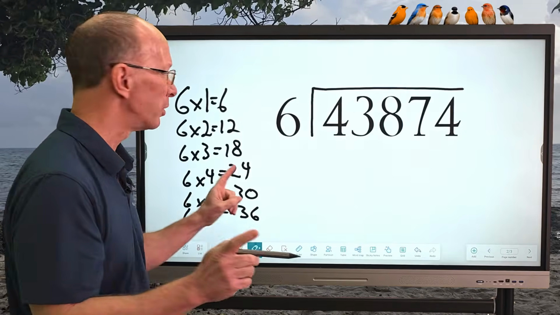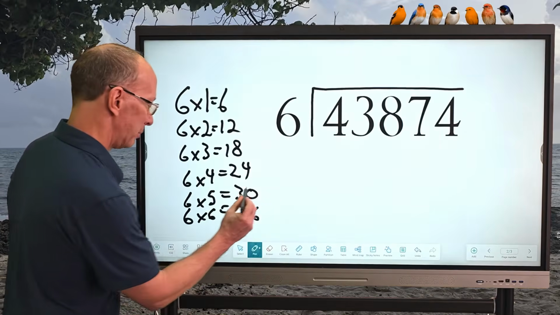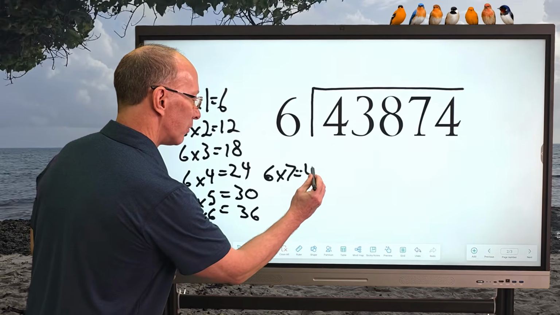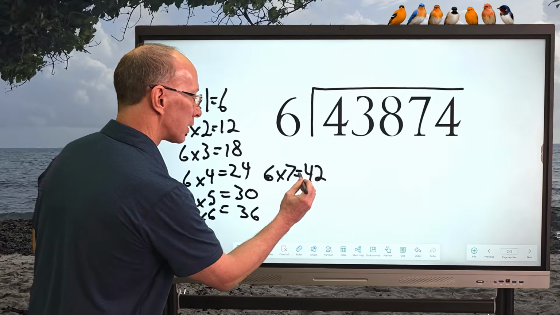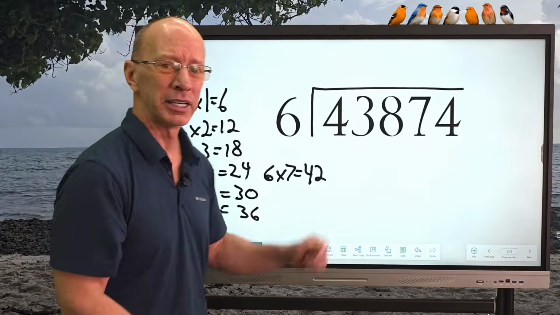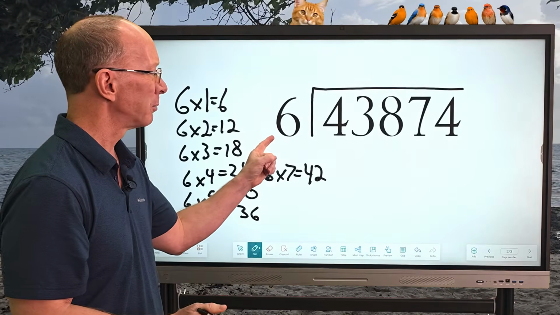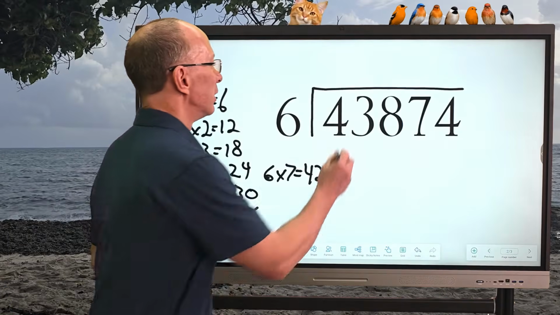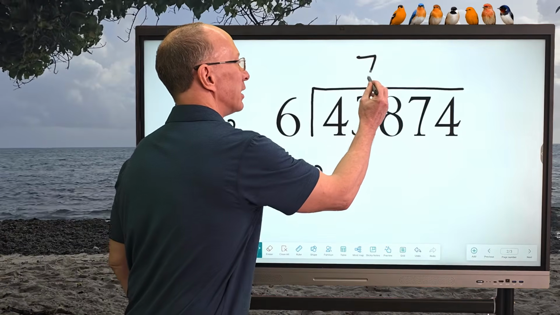You know what? I'm going to have to put in one more number, and it's going to be 6 times 7 equals 42. All right, because 43 is a little bit bigger number. So how many times can I put 6 into 43? Right there, 6 times 7, 42. So I'm going to go ahead and put 7 right here.